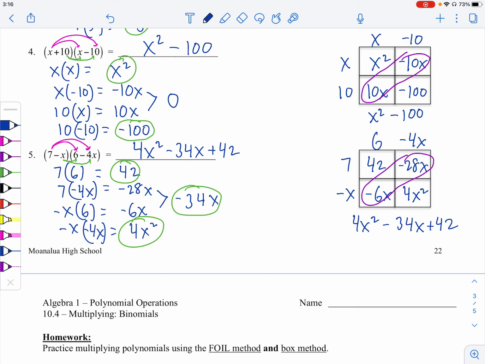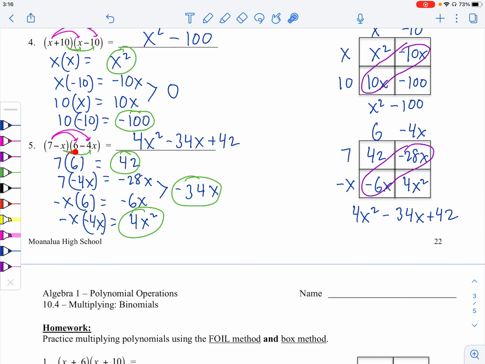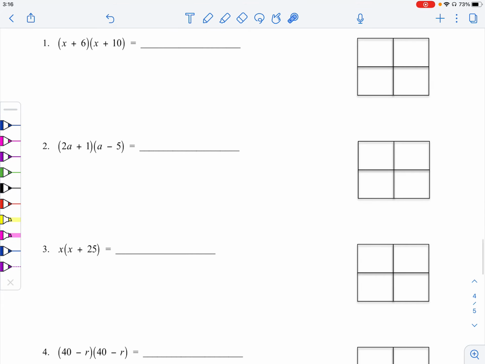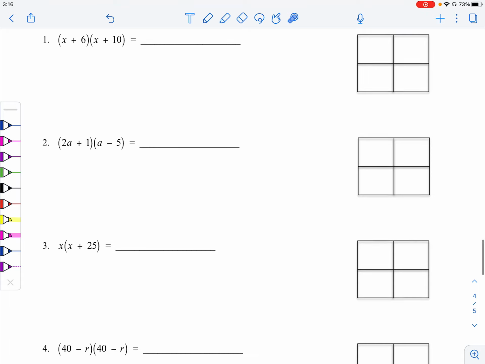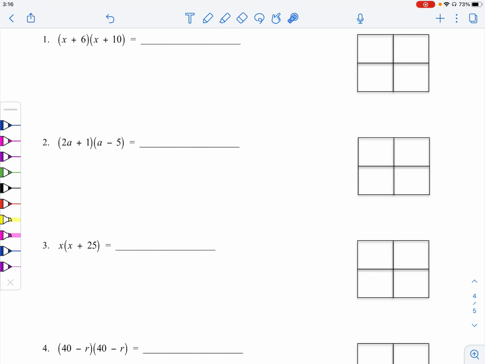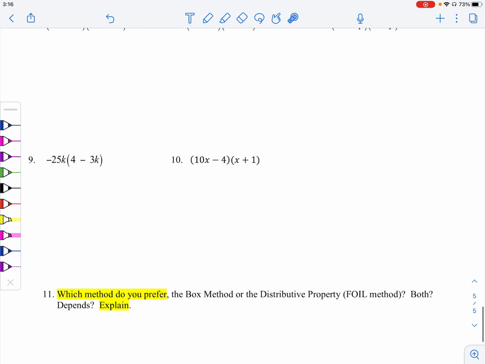Okay, so that's the FOIL method. First, outside, inside, last. And no matter what order they're in, right, we're still doing FOIL. Same thing, okay? And these ones, it doesn't matter what letter it is, just treat it like an X. Like A times A, still A squared. Just like X times X, you have 2 of them, X squared. A times A, you have 2 of them, it's A squared. Okay, so treat them the same. All right.